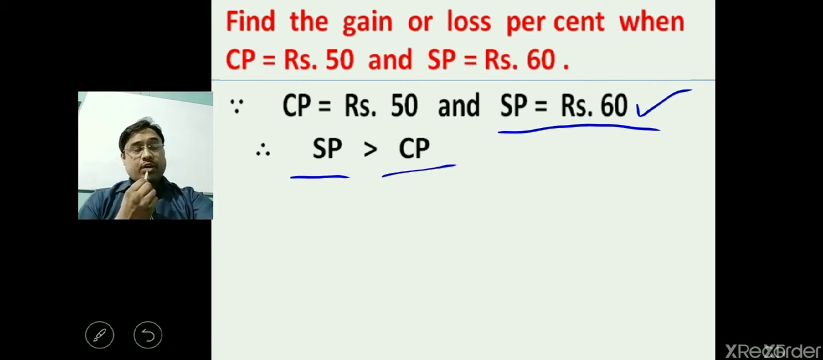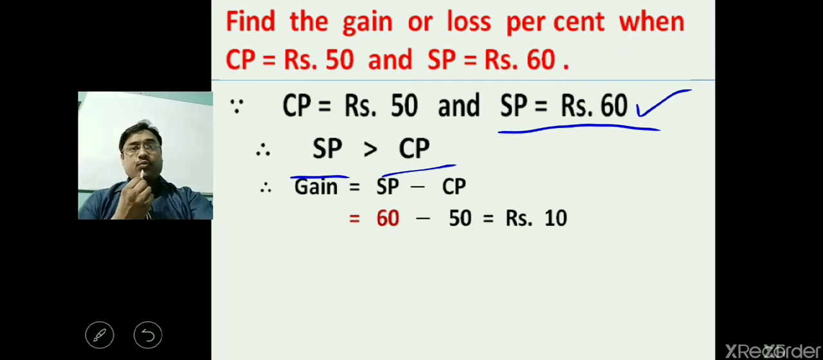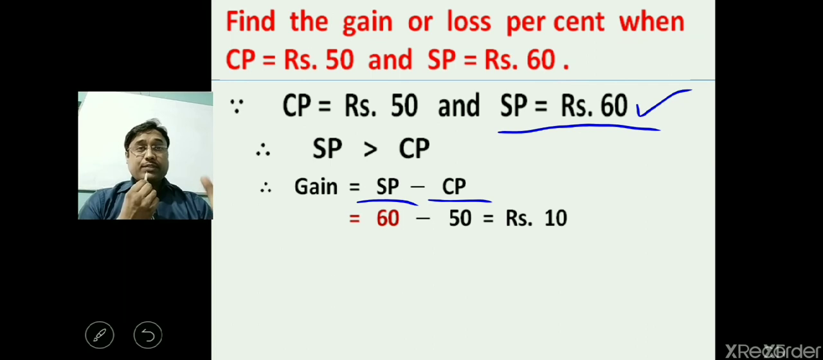than the cost price. Therefore we can write that gain equals SP minus CP. You will subtract the cost price from the selling price. So SP minus CP is 60 minus 50, that is rupees 10. So rupees 10 is the gain here. I don't think you will face any problem here. So the gain you will get is rupees 10.